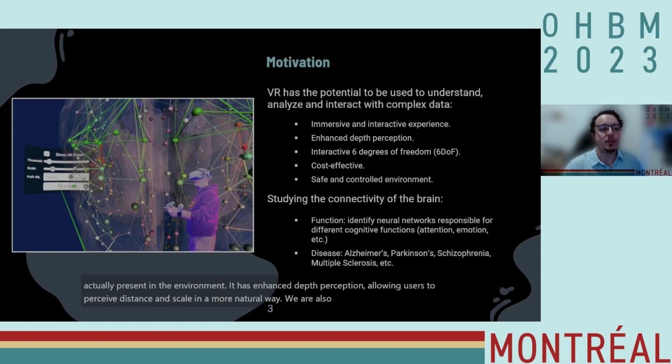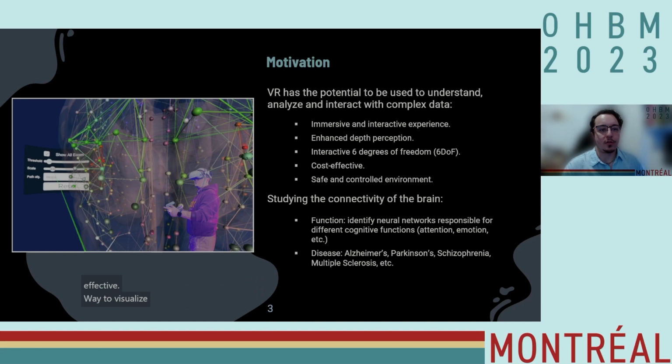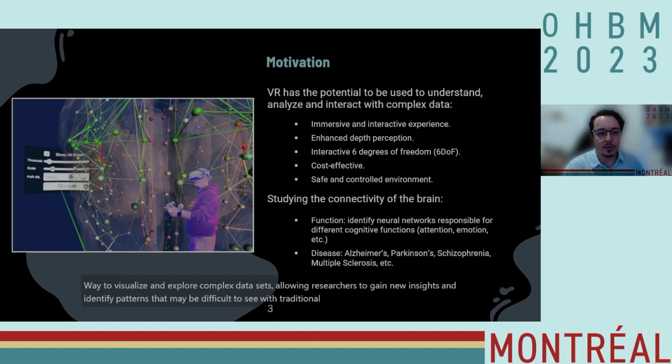VR also allows users to interact with objects and environment in 6 degrees of freedom, meaning they can move around and interact with objects the same way as they do with real objects in real life. VR can be a cost-effective way to visualize and explore complex data sets, allowing researchers to gain new insights and identify patterns that may be difficult to see with traditional 2D visualization methods. It can be used to simulate environments in a safe and controlled way, doing procedures without putting real patients at risk.